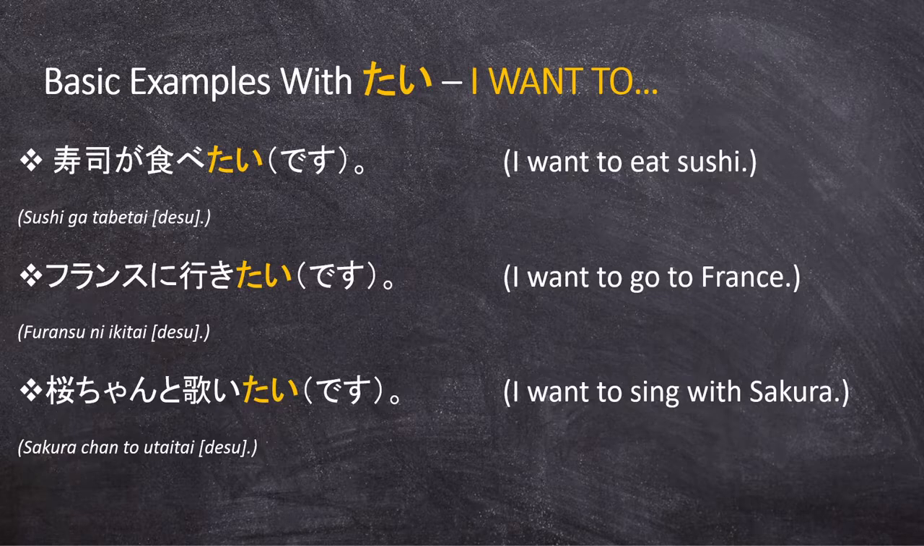And our final sentence, Sakura-chan to utaitai desu. I want to sing with Sakura. As you can see here, the verb utau is the one getting changed. So the most important thing that you need to remember from this section is that the object of desire is usually marked with ga.